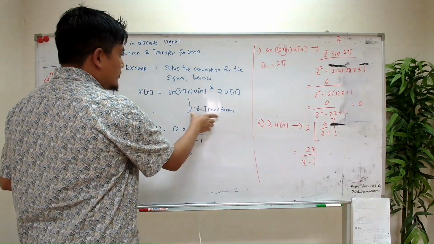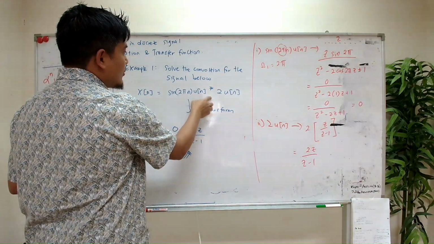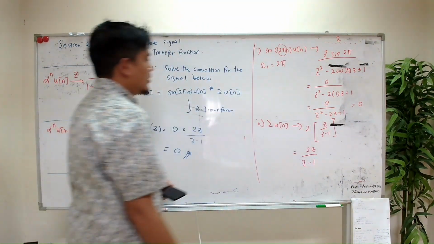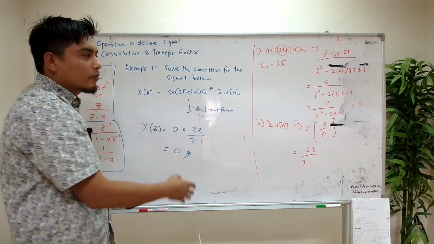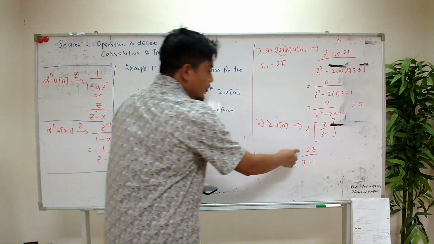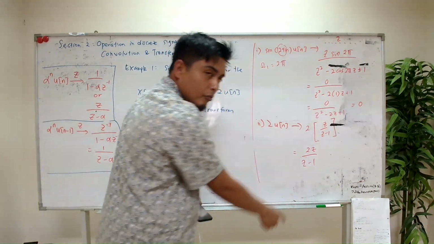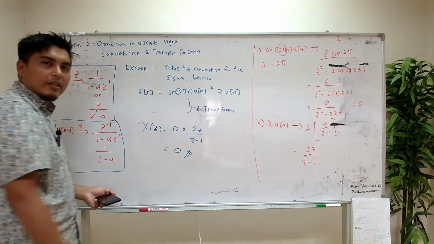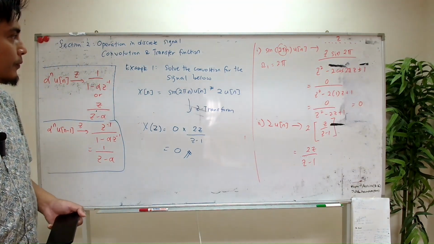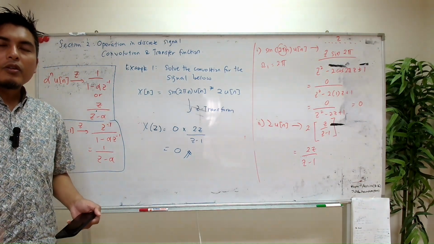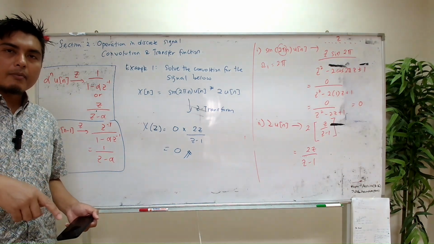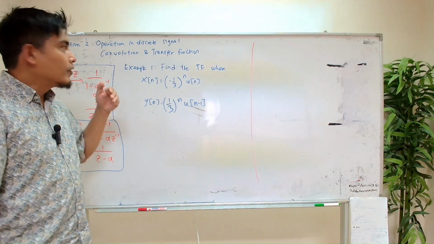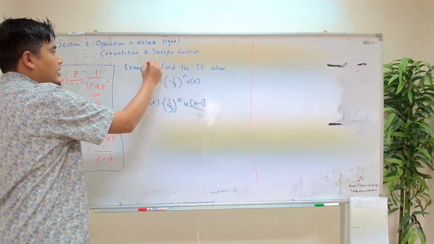Okay, this is Z transform sin 2 pi n u[n], and then you convert to Z transform, you get 0. And then 2 u[n], if you convert to Z transform, you get 2z divided by z minus 1. And then you just multiply them together, and finally the answer is 0. So next we go to example number 2. Okay, so we go for the second example.